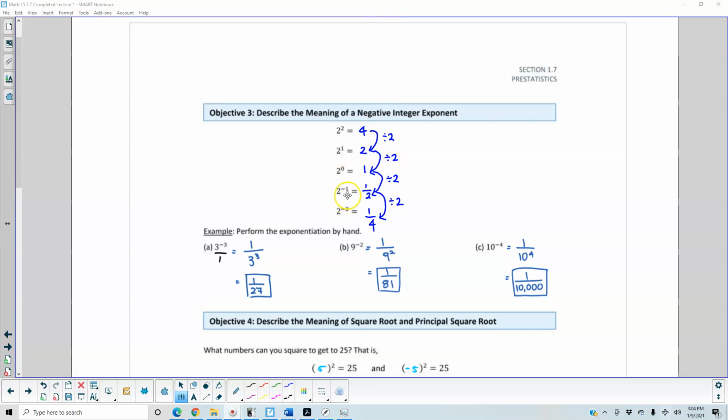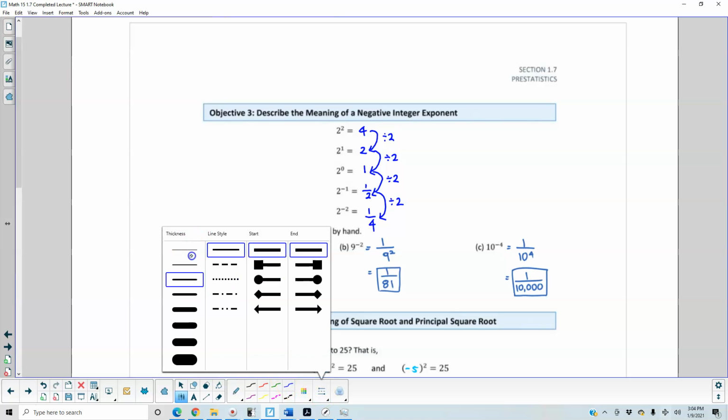So if we have 2 to the negative 1, well, if we take 1 and divide it by 2, that gives us 1/2. So that gives you 2 to the negative 1. If we take 1/2 and divide that by 2, that's going to give us 1/4, which is 2 to the negative 2. So let's take a look at this scenario and what it would look like.